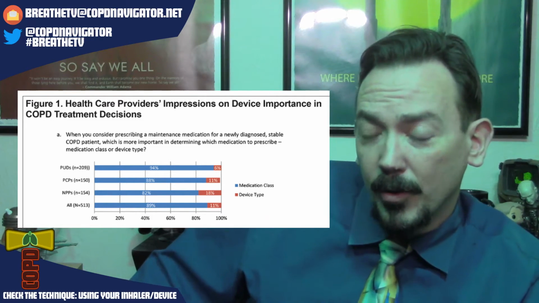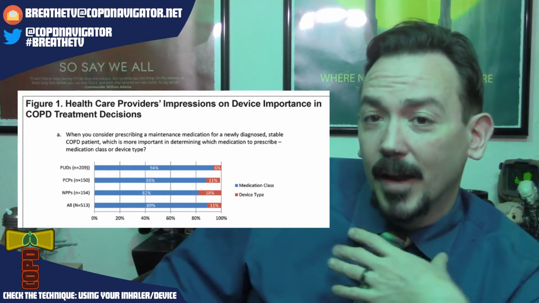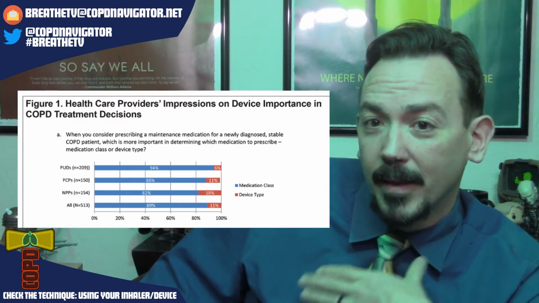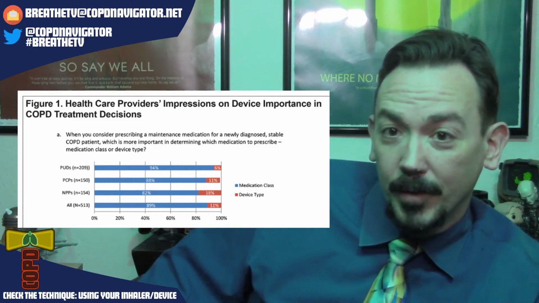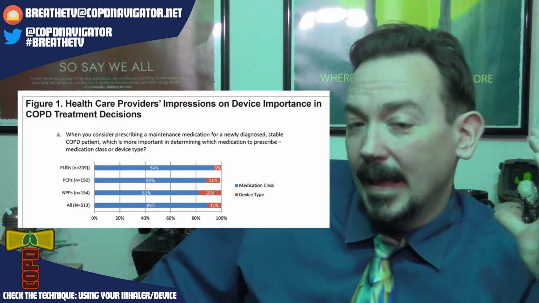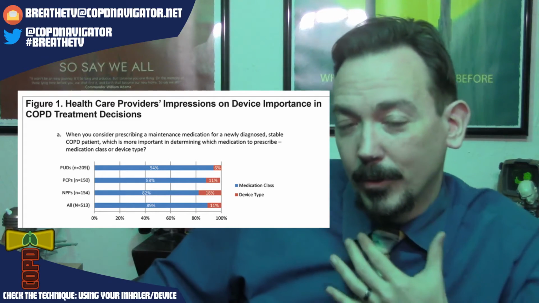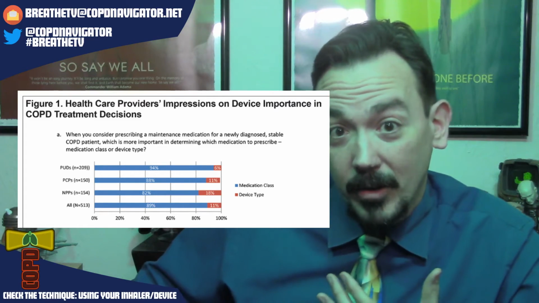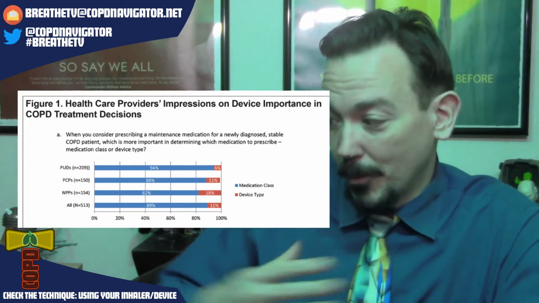Now, there's a certain argument to be made there because, yes, it is the molecule that is actually doing the thing inside the body that is giving you the bronchodilation or the reducing inflammation or whatever it is. But is it more important? If you can't get the molecule, is it going to do you any good? And so the delivery device, to me, is just as important.